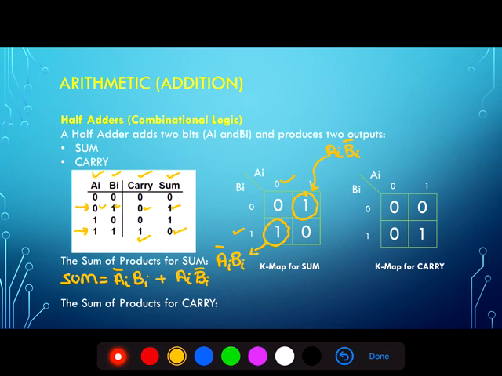Now this should look familiar. This is simply the XOR function. So we'll write this over here as a simplified expression for the sum, A_i XOR B_i. So that's our expression for sum. For carry, we have an easier Karnaugh map. There's only one 1 to look at. And the expression for that carry bit will just be A_i and B_i because they're both equal to 1.